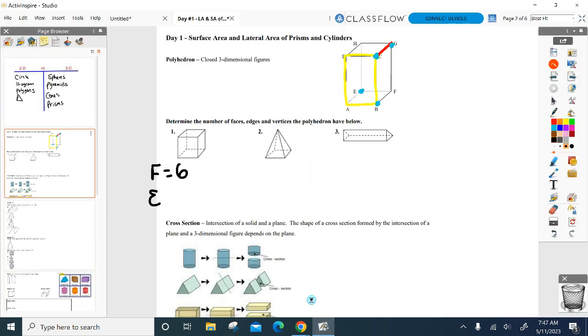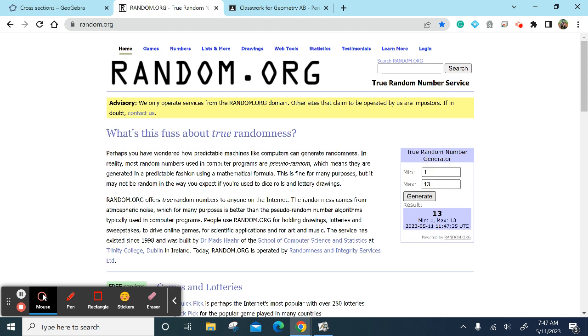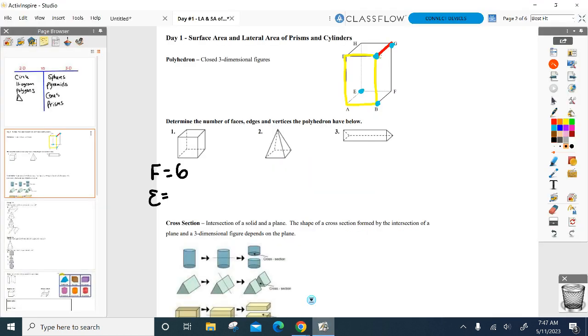Now, how many edges are there? The one big mistake kids always make here is counting an edge twice or a vertex twice. Make sure you count all of them once. How many edges are there? 12 edges. Good.